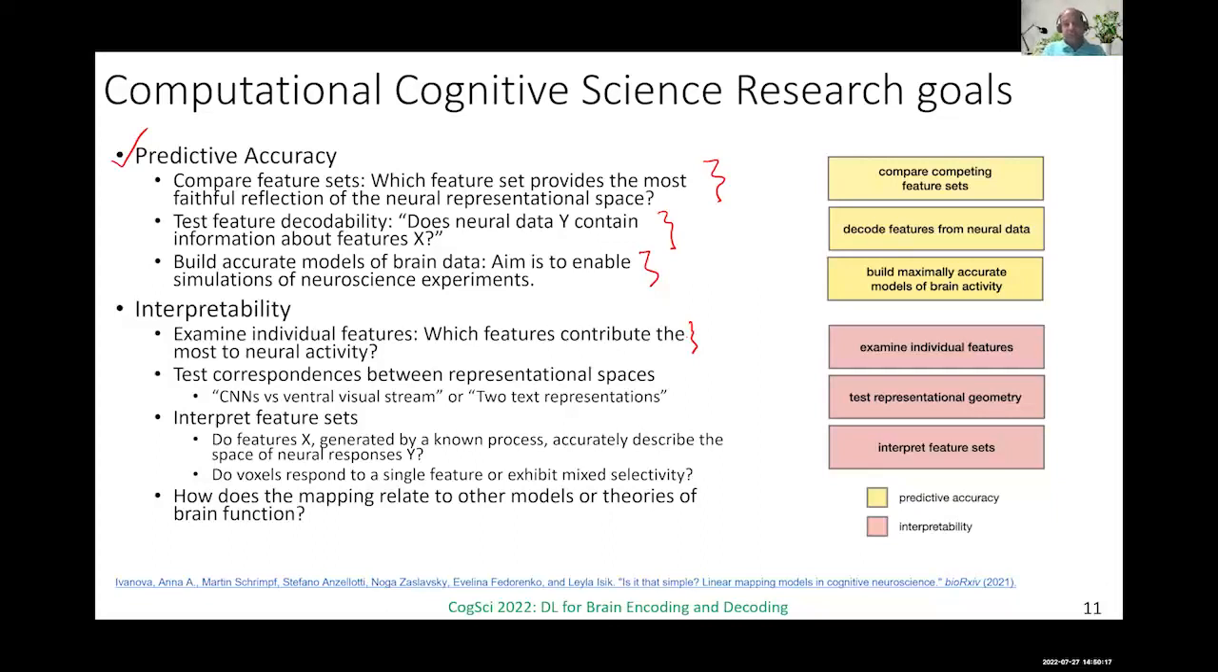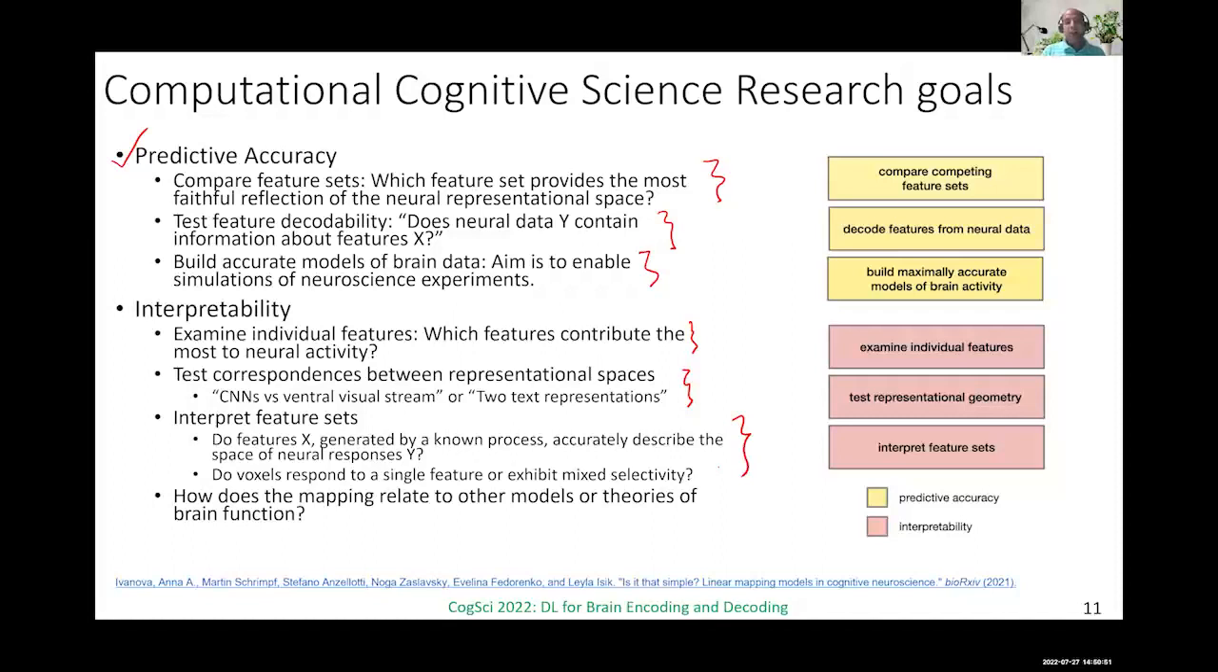You can also look at correspondences between different representation spaces, such as CNNs versus the ventral visual stream. How do they compare? Which layers correspond to different levels in the visual cortex hierarchy? Or even comparing to text representations. That's the other kind of interpretability. Interpret feature sets: do features X, generated by a particular process, accurately describe the brain response? Do voxels respond to a single feature, or do they exhibit mixed selectivity? Those kinds of questions.